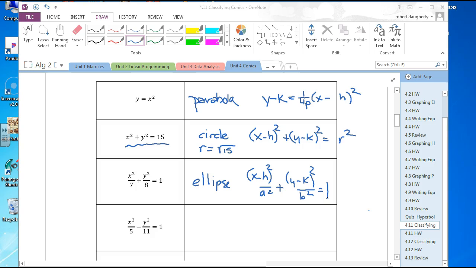Now, is that a horizontal or vertical ellipse? Why would you say horizontal? Pardon me? Yeah, okay, with ellipses, it's a and b that determines which way it is. You look at the 8. We're looking at this one. Since 8 is bigger than 7, that means this is a vertical ellipse. The major axis is the vertical axis. It's longer than the horizontal. So we know that this ellipse is vertical.